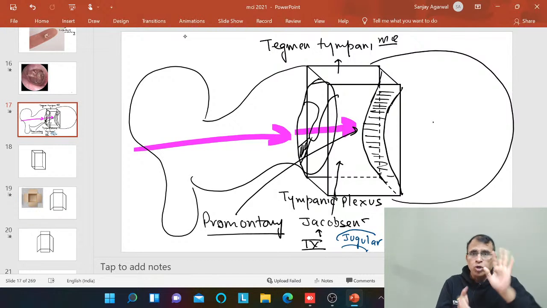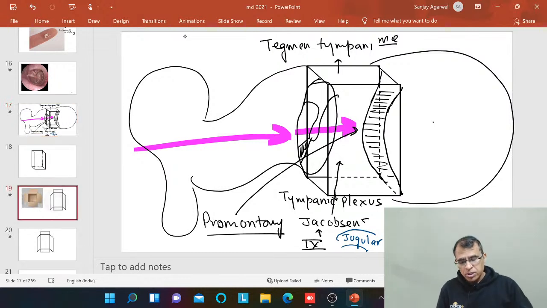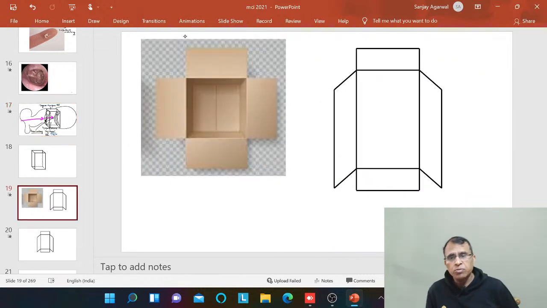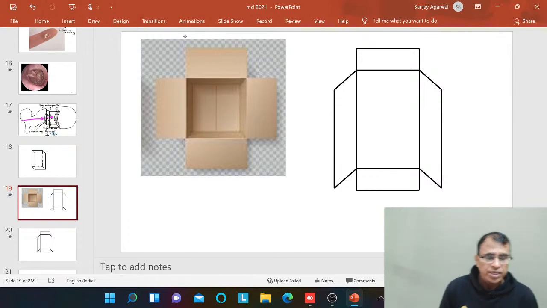If you open these walls, it opens like a box. If you have a box of 6 boundaries and you remove one boundary, the tympanic membrane, the outer boundary, 5 are left, and if you open the box, can we draw an open box like this? Look at the box that I'm showing you, and I've tried to draw a similar diagram next to it.